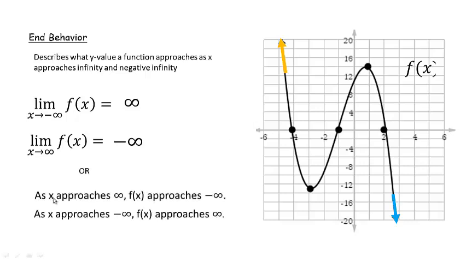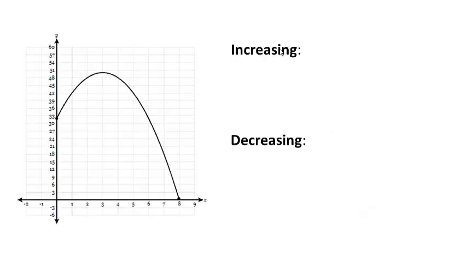This is what we want to focus on here. As x approaches infinity, that's the blue arrow, going to the right, the arrow is pointing down, so it is approaching negative infinity. The yellow or orange arrow over here, that's the left arrow. As x approaches negative infinity, f of x looks like it's increasing here, so that's approaching positive infinity. Okay, so let's do a few more examples.